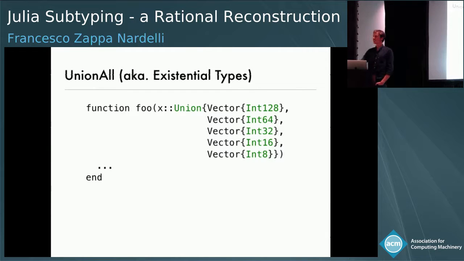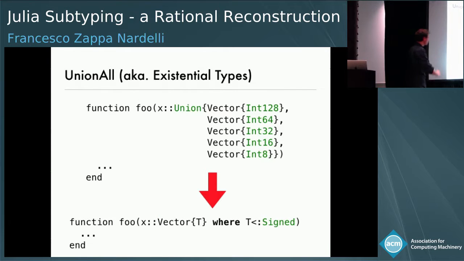One of the nice features of Julia is this one. Imagine that you want to have a method defined over all vectors of integers. You might write this code with a big union, which is a bit annoying. So Julia gives you this more compact way to write it. It says a Vector{T} where T is a subtype of Signed. What is this? They call it UnionAll. It is really an existential type.